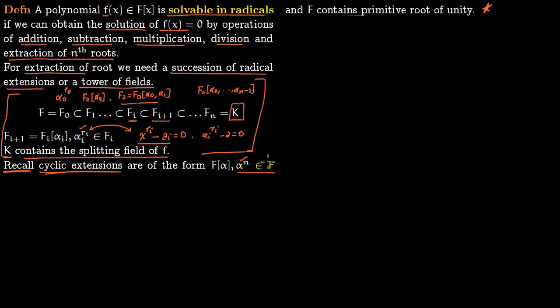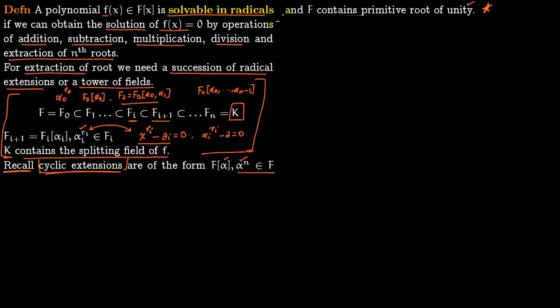But for such extensions, we know that if F contains a primitive root of unity, in addition to alpha, then you have cyclic extensions, which are very useful, and we are going to use this to prove the big theorem.